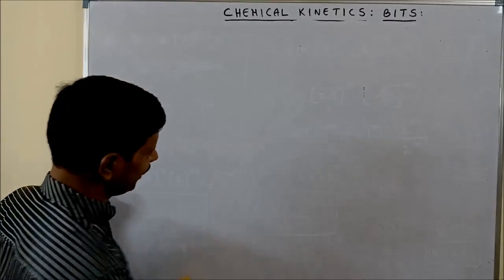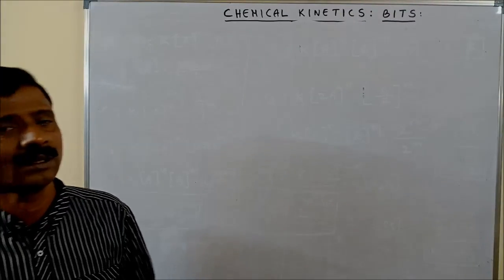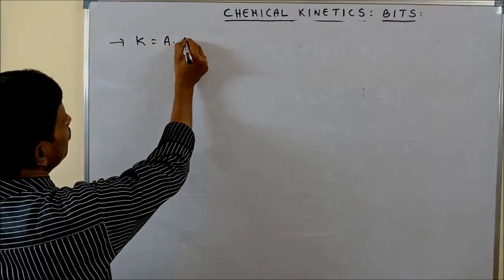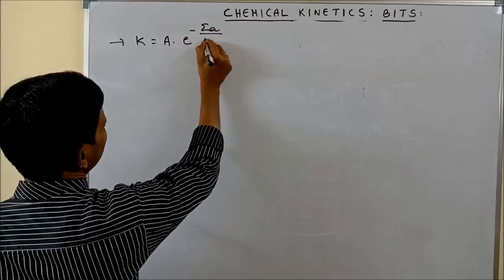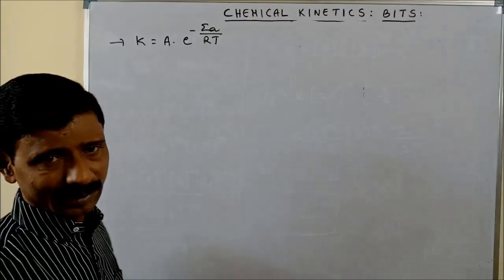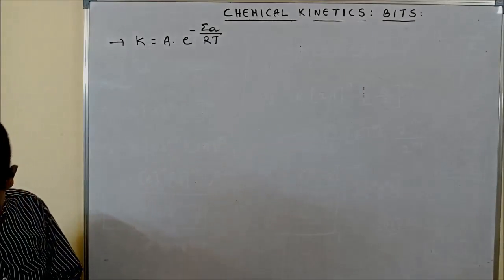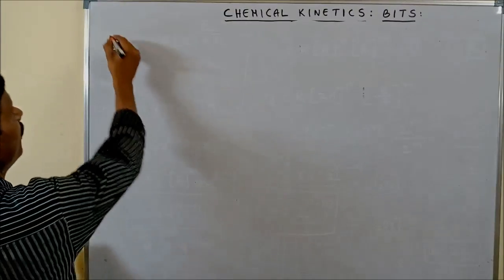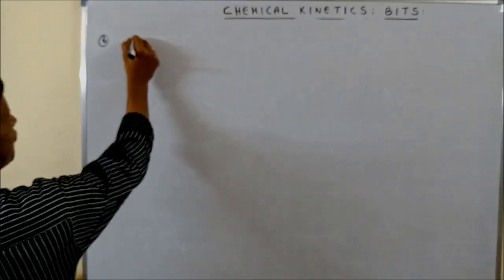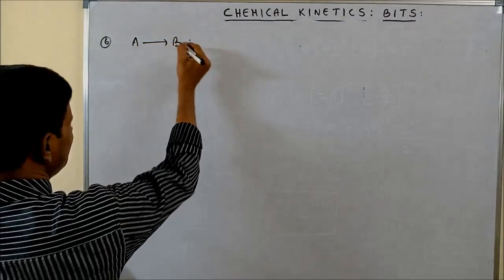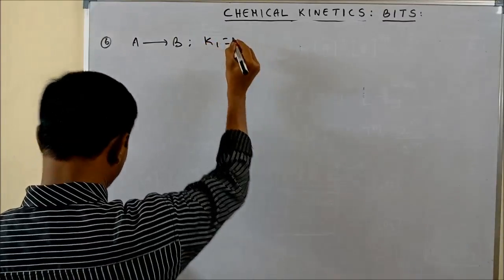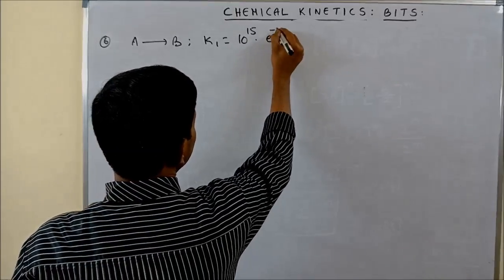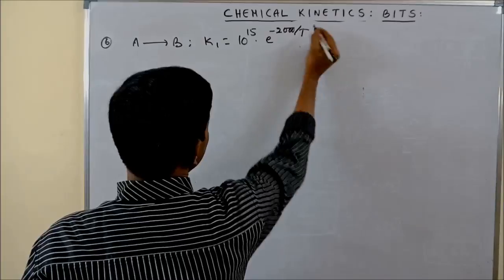Okay, and after that, as far as rate is concerned, here is temperature dependence. If you observe the temperature dependence, as per the Arrhenius equation, we have one formula, that is K equals A into e power minus EA by RT. That is the temperature dependence. Related to that, there is one important model question. As the sixth one, in this process A gives rise to B. Here K1 is given as 10 power 15 into e power minus 2000 by T.